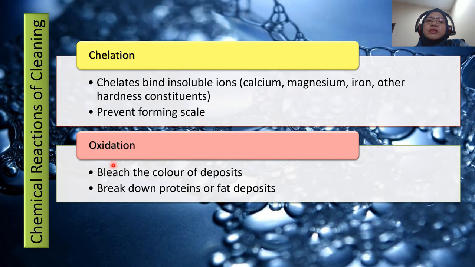Oxidation may bleach the color of deposit, and some protein or fat deposits may be broken down. Most detergents that are used in food industries are classified as formulated or blending products. They are blended to produce a single detergent with certain characteristics for one or more applications. The main component of all formulated detergents is either an alkali or an acid.